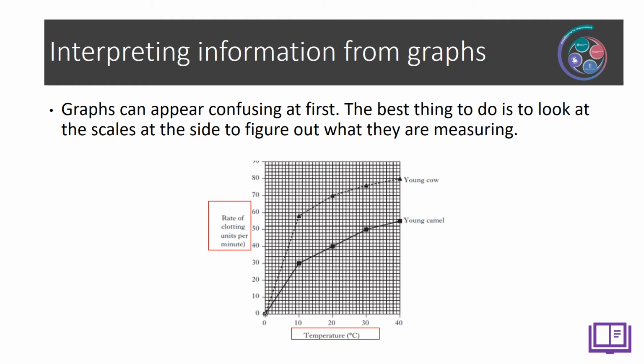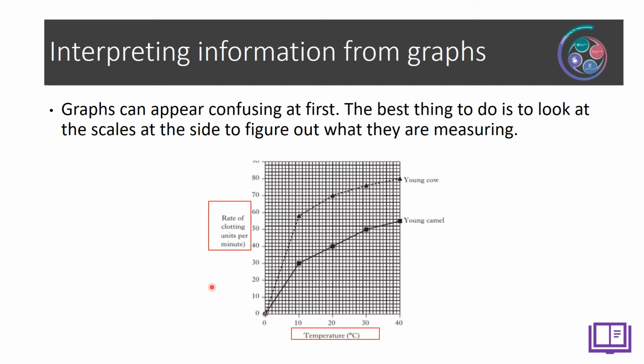So graphs can appear confusing at first, and the best thing to do is look at the scales at the side to figure out what they are measuring. So if we look at the scale along the bottom, we can see that it's measuring temperature, and we can see that it's going up from 0 to 10 to 20 to 30 to 40. So we know that every one of these lines here is 10. It's nice equal spacing and it's going up by 10 every time. So they've given us this nice clear information along the bottom.